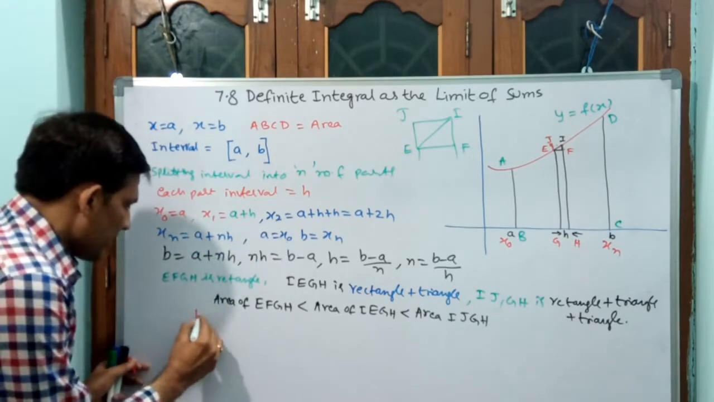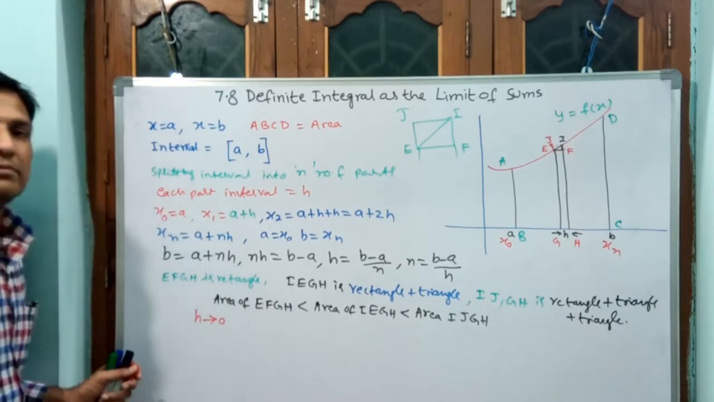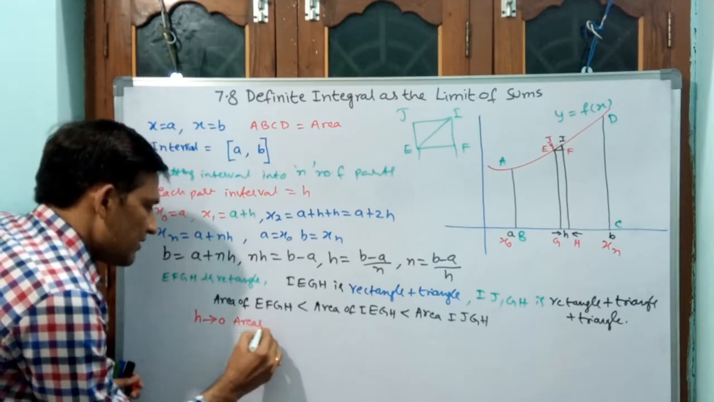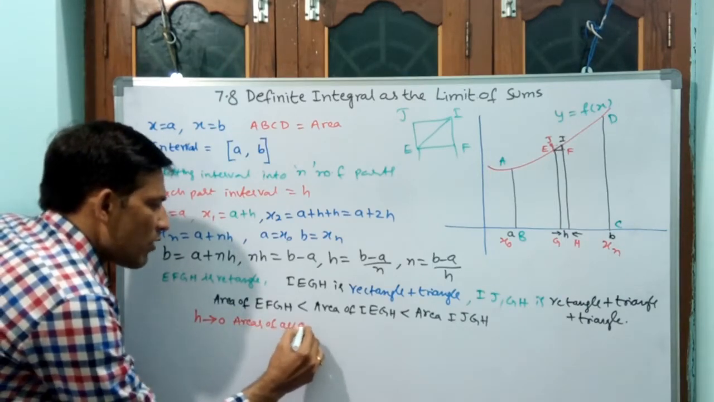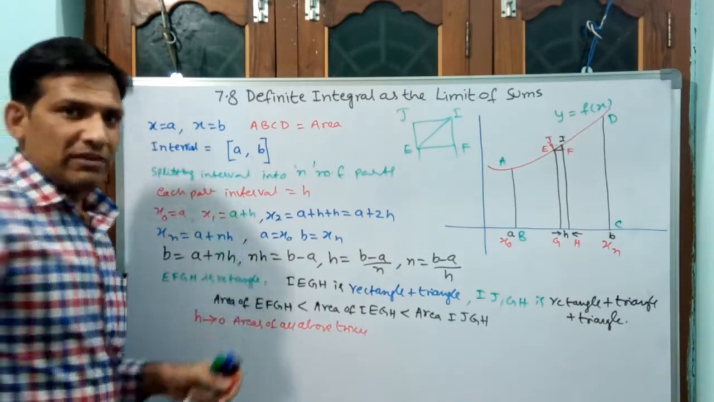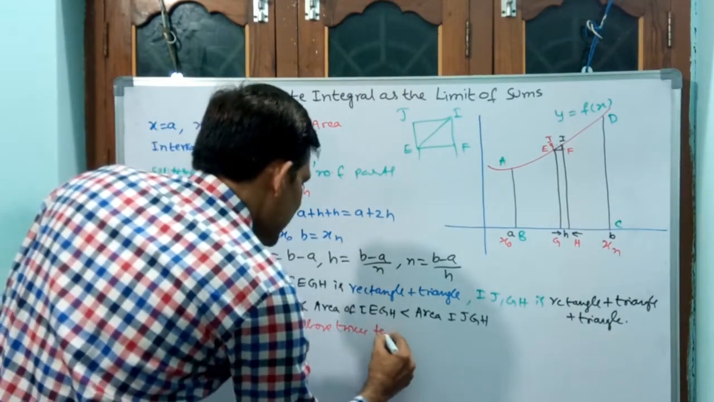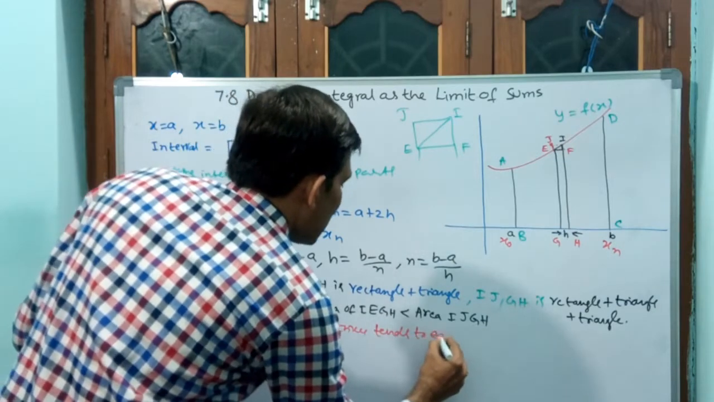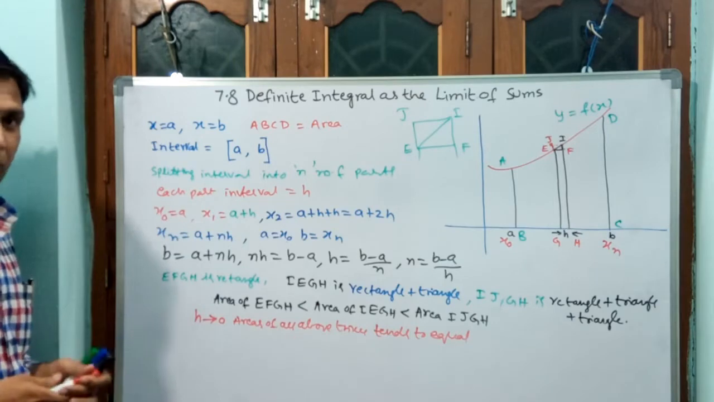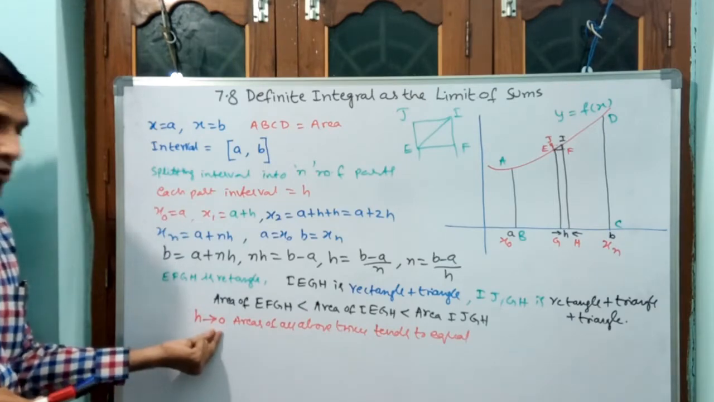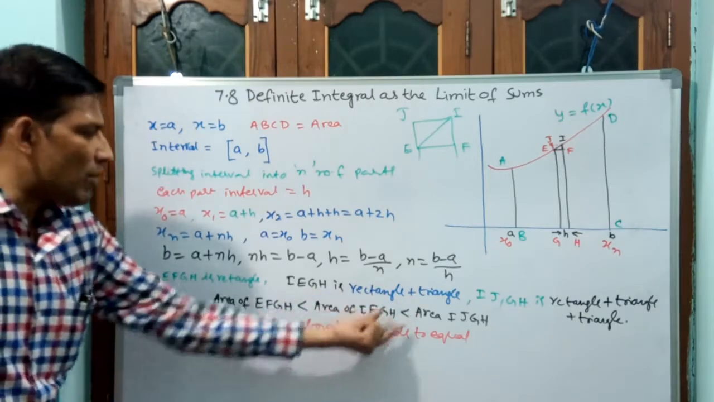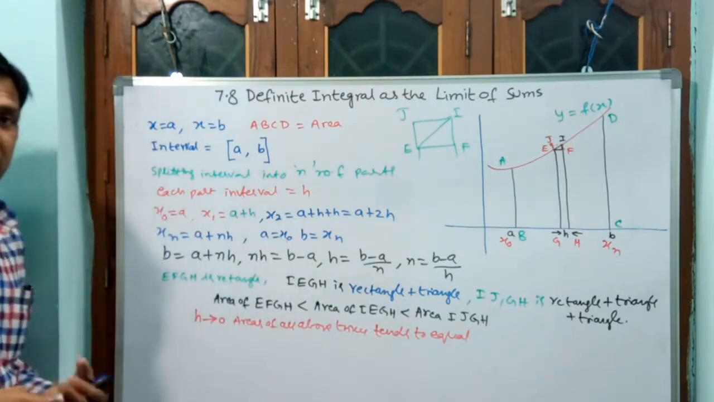I am writing, you see. H tends to 0. Then all these three areas, of all above three, tend to be equal. I can say tends to equal. Why? Because you have to apply the word tends. H tends to 0 implies, or H tends to 0 results, areas of all above tend to equal. Is it correct or not?